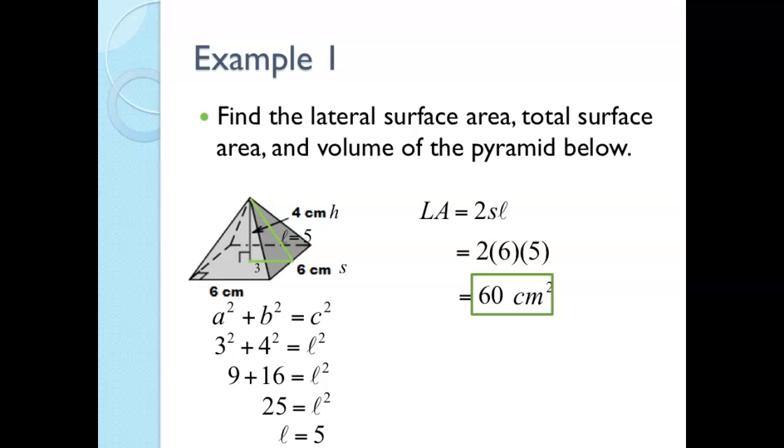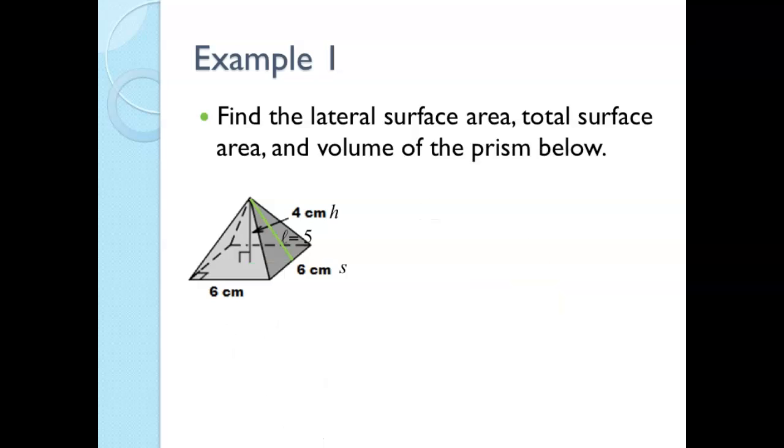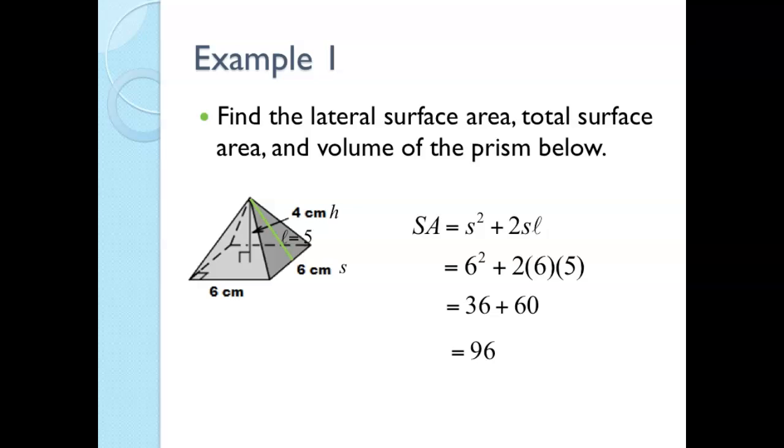All right, now let's find the total surface area. So the total surface area is S squared plus 2 times S times L, the second half of which we just found. So this is 6 squared plus 2 times 6 times 5. So this is 36 plus 60, and that's equal to 96. And again, we're finding an area here. So this is 96 square centimeters.